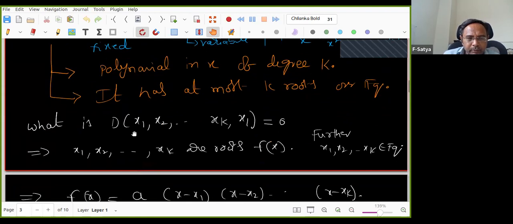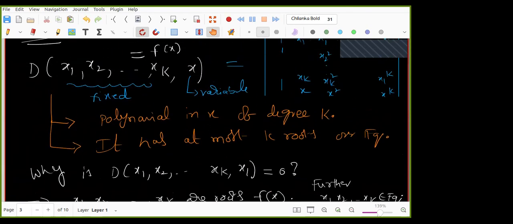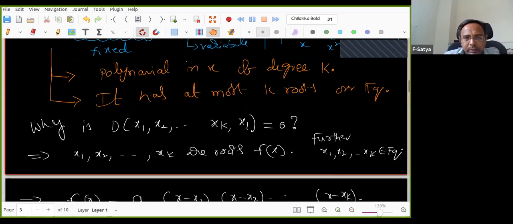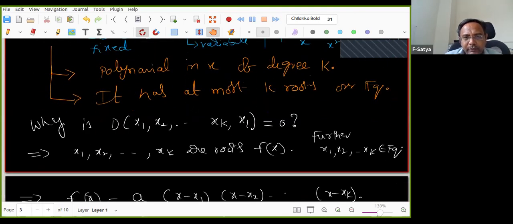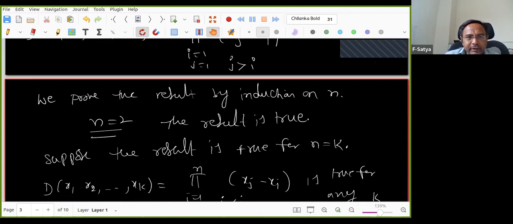So for example, if I substitute x1 in the place of x, this is equal to 0. Why? Can somebody help me? Two rows will be the same. The first row and the last row are the same. Like that, you can see that x1, x2, and so on up to xk are the roots of this polynomial, which I'm calling f of x.